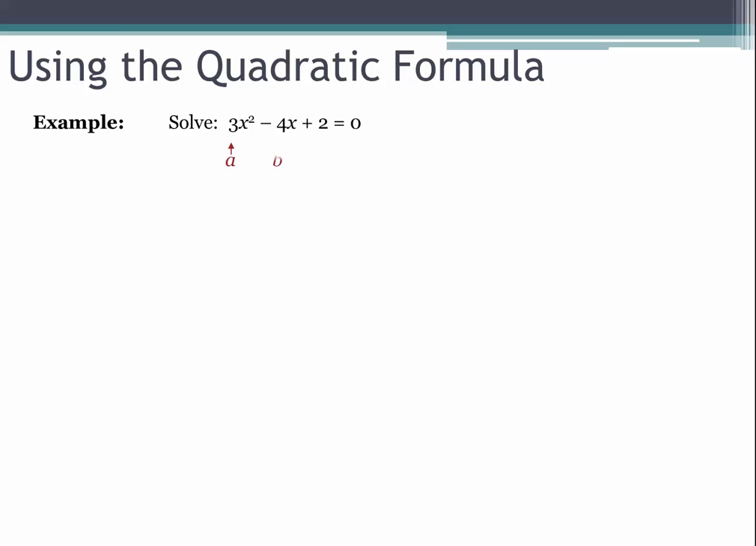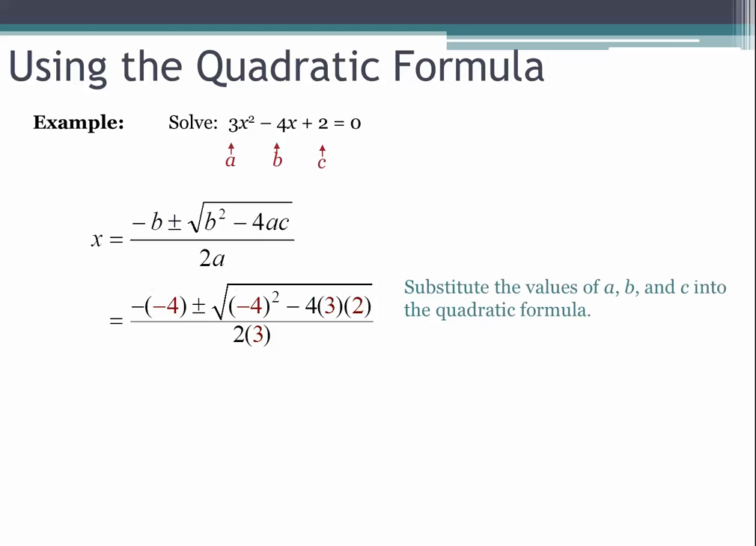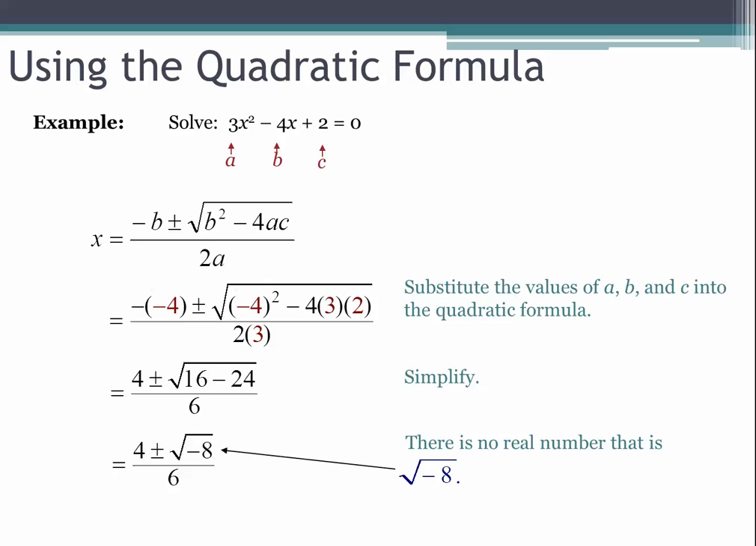And to see this in action, use the quadratic formula to solve 3x squared minus 4x plus 2 equals 0. Our a is 3, our b is negative 4, and our c is 2. Plugging these values into our quadratic formula, as we simplify, we find underneath the radical, we end up with a negative 8.